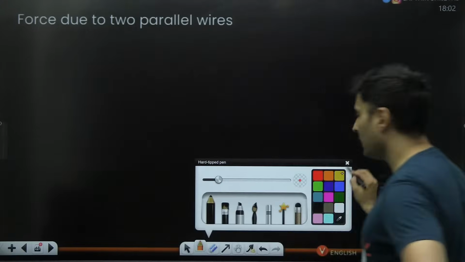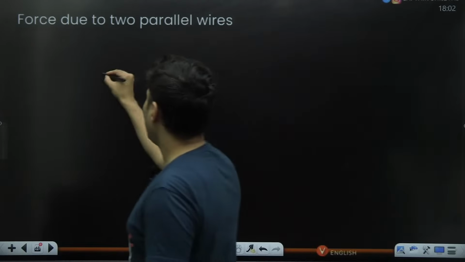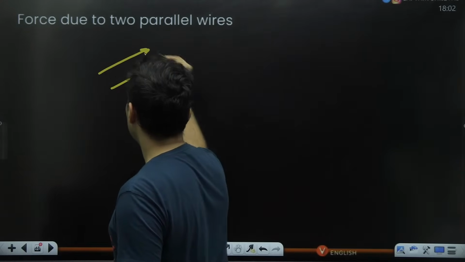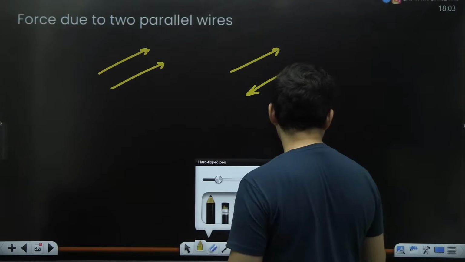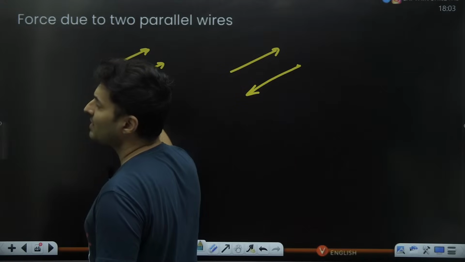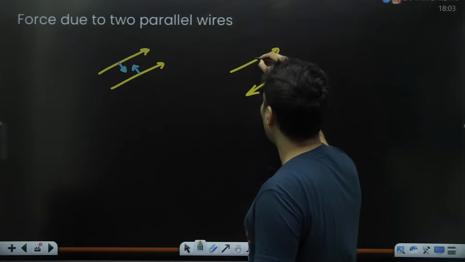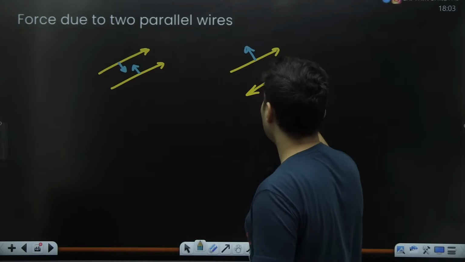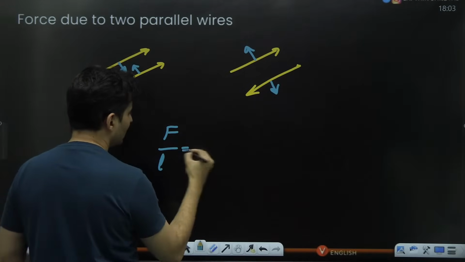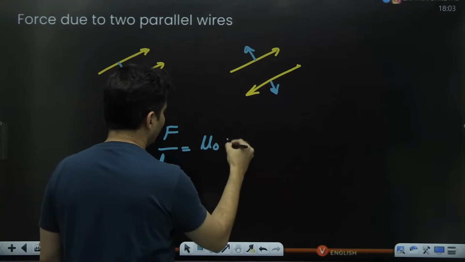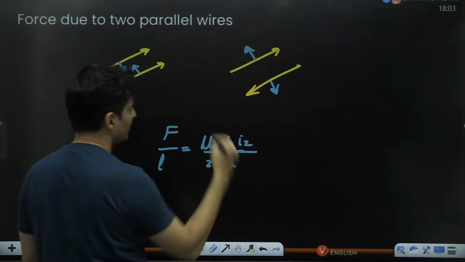Next question on your screen now. Force due to two parallel wires. If the wires are carrying currents in the parallel direction, with the same current, they will attract each other. If they are opposite currents, then they will repel each other. That force per unit length is given by mu naught current 1, current 2 divided by 2 pi into distance of separation.